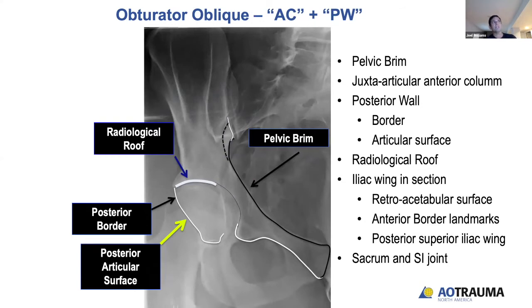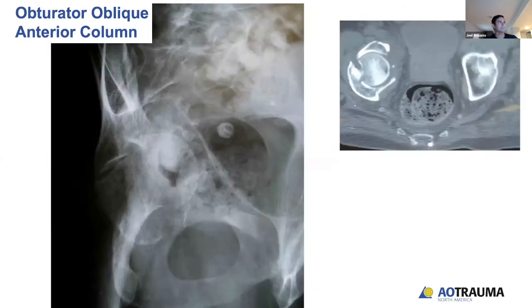The obturator oblique classically is used to visualize the anterior column and posterior wall. But of course, again, we can see so much more information on this normal radiograph. We start at the top left and work our way around counterclockwise again. You can see the radiological roof, the posterior border and posterior articular surface of the bone. You can see the pelvic brim. You can see the articular surfaces, including the SI joint quite well, and the sacral ala.